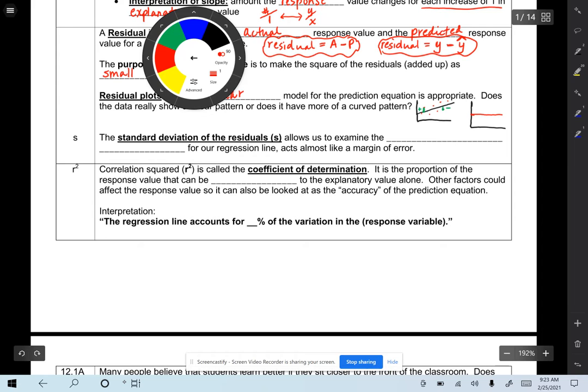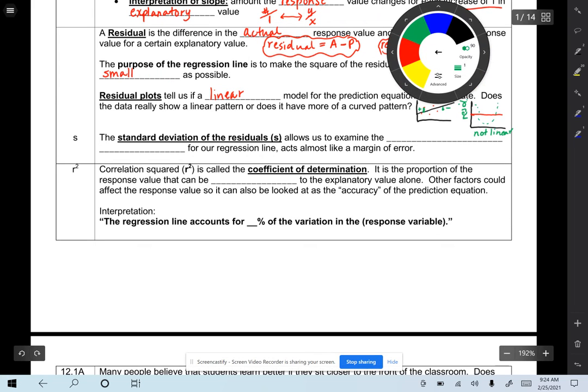And then you have points, but if you have points in this manner, something like that, that shows a curved pattern or some kind of pattern. When it shows a pattern, it is not linear. This is the residuals. All right, and then we had S.